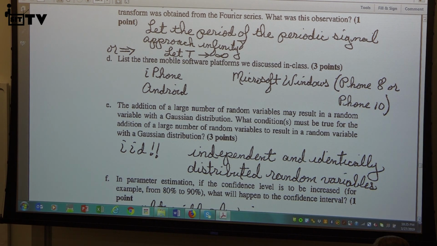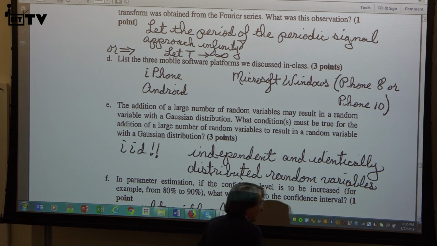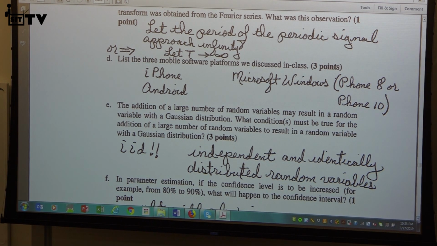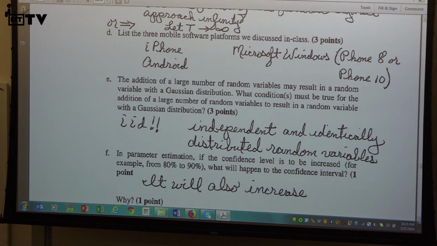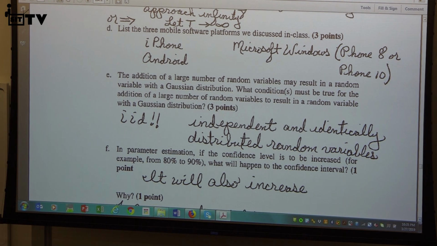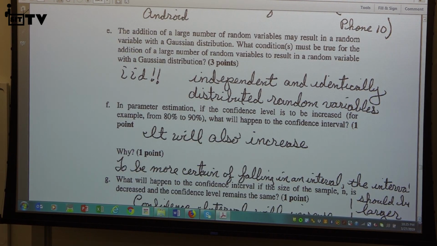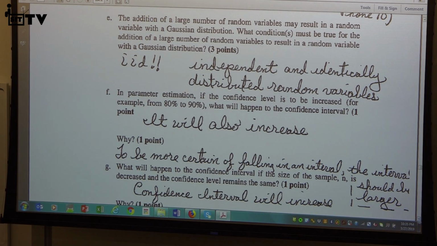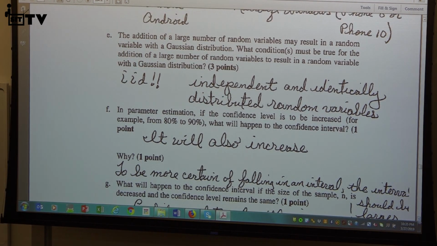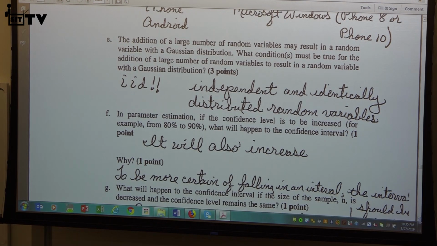Remember the story I said, if you told me your life depends upon telling me a high temperature in Hoboken tomorrow, I would say 52 degrees plus or minus 500. I'm essentially either going to be dead or right. Not both. All right, it will also increase. Why? To be more certain of falling in an interval, the interval should be larger.